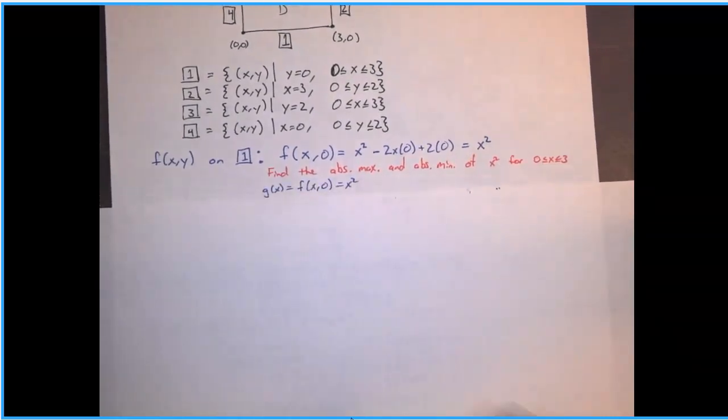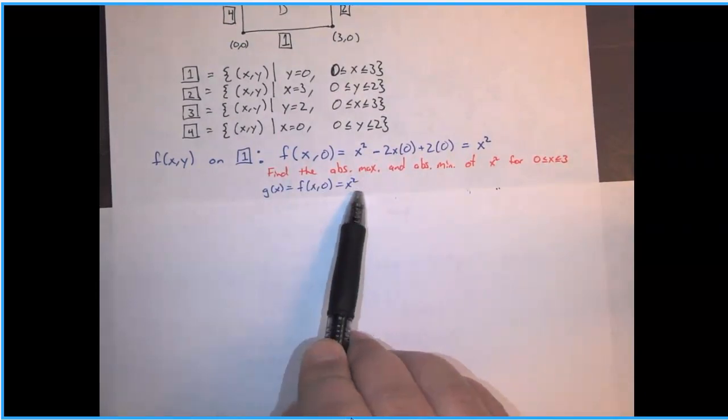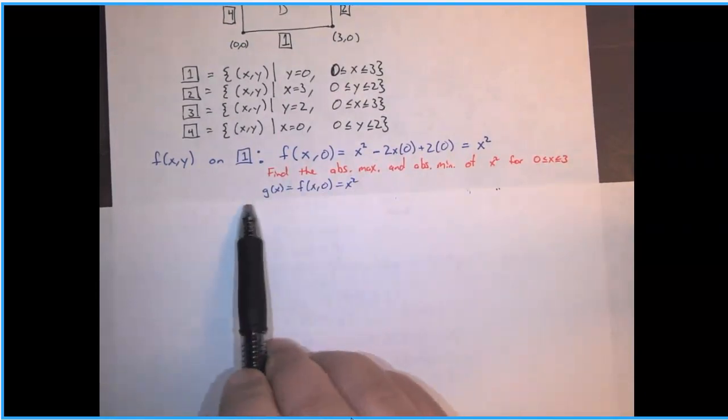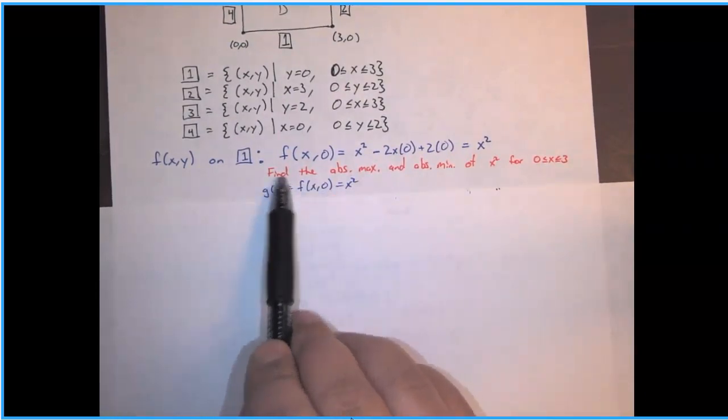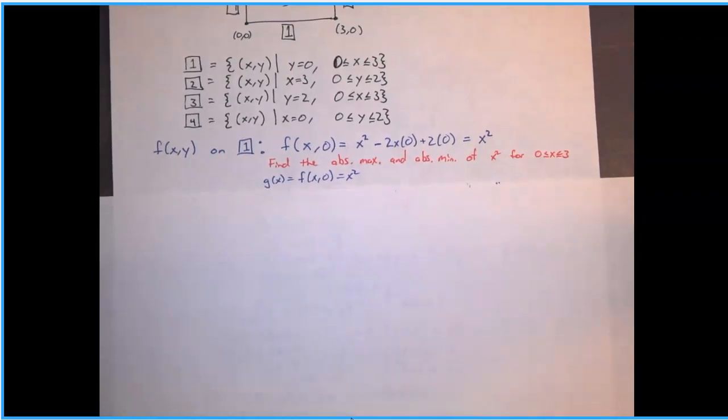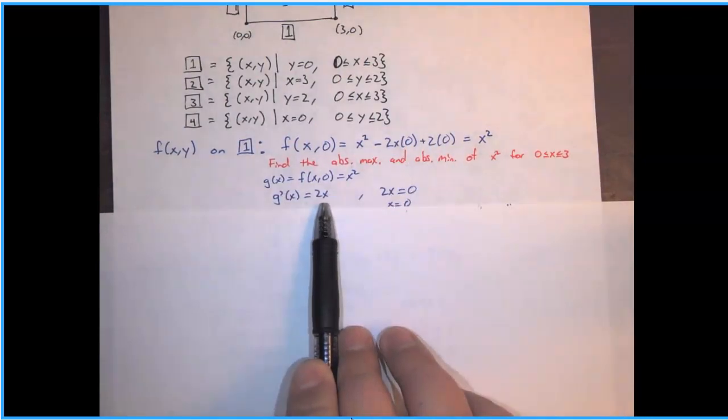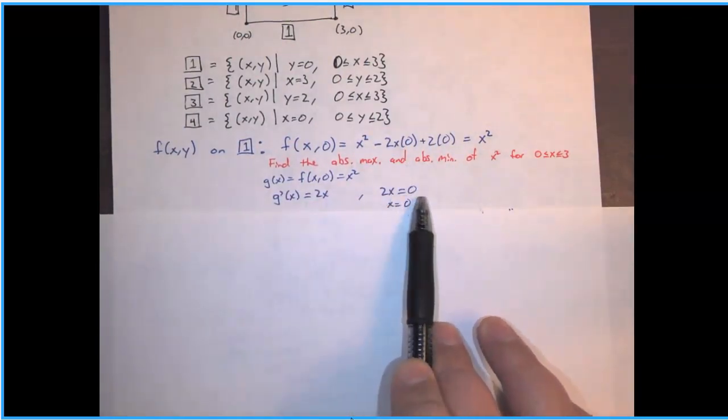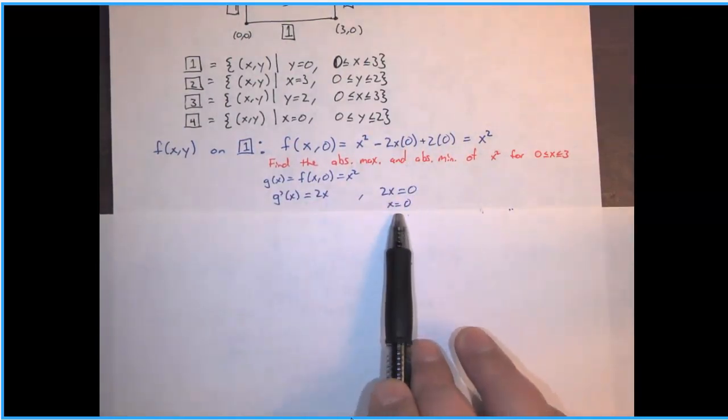I mean, I'm going to redefine this as a function of one variable. To find the critical points, I take the derivative. Now it's just an ordinary derivative. It's a function of one variable. Set that derivative equal to 0. That gives me the critical points on the boundary, or this piece of the boundary, rather. So g prime is equal to 2x. I set 2x equal to 0. The only critical point is x equal to 0.